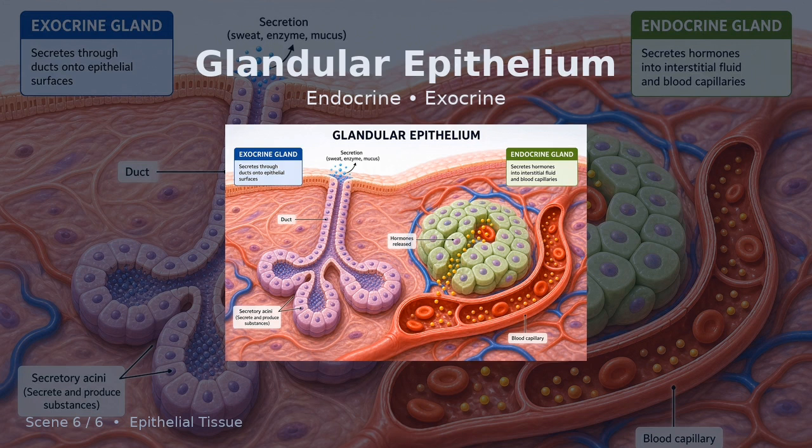Multicellular glands can be simple or compound, and tubular, acinar, or tubuloacinar in shape. Examples include gastric glands, sebaceous glands, mammary glands, and pancreatic acinar glands. That concludes our overview of epithelial tissue.